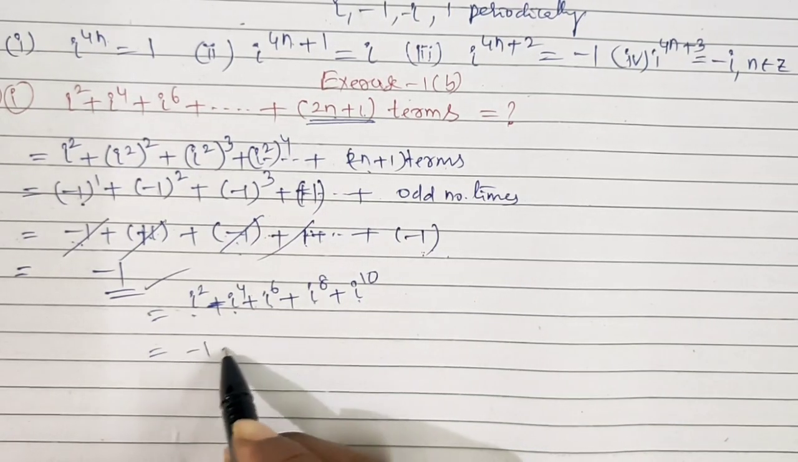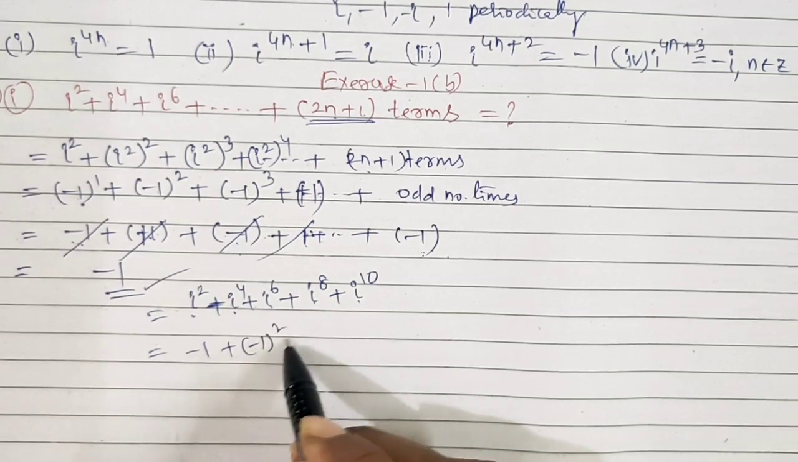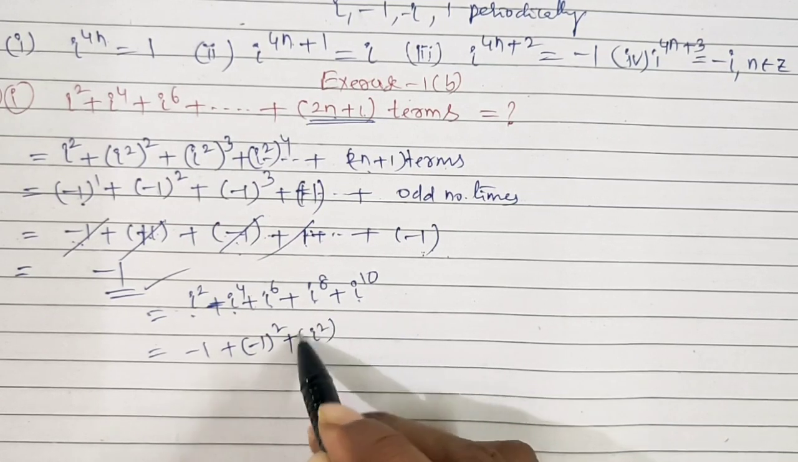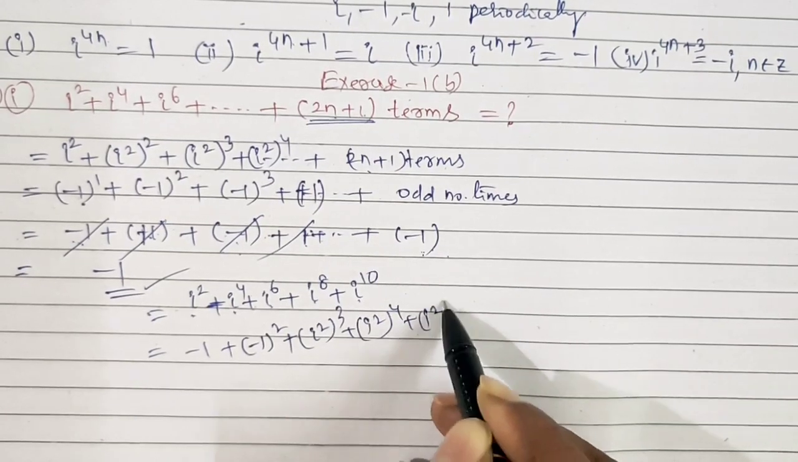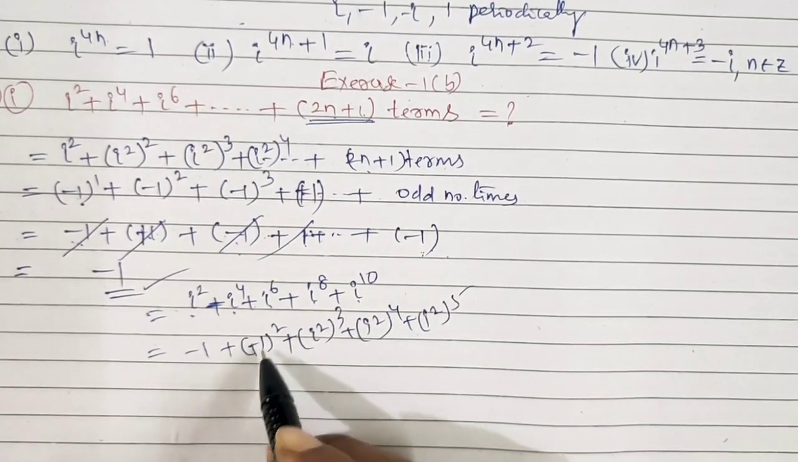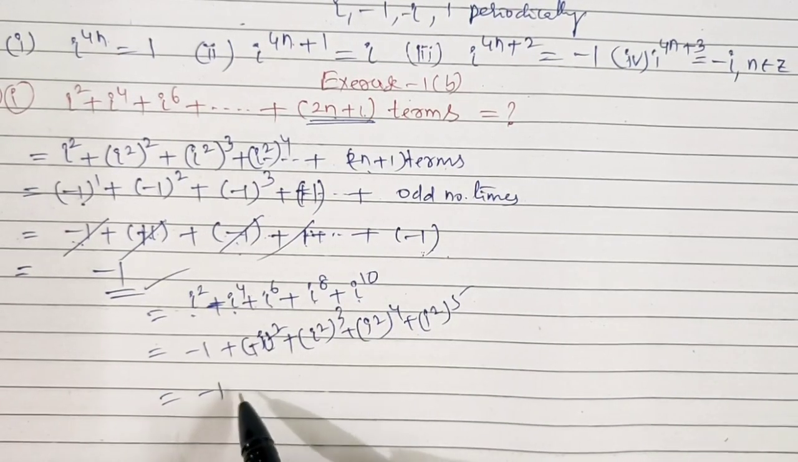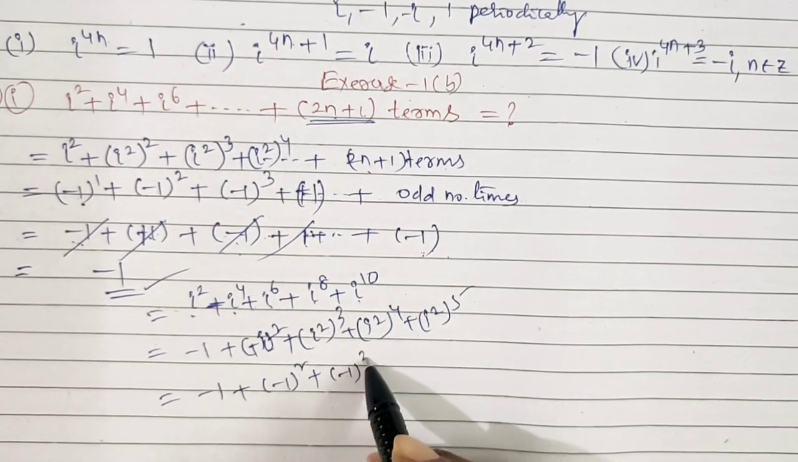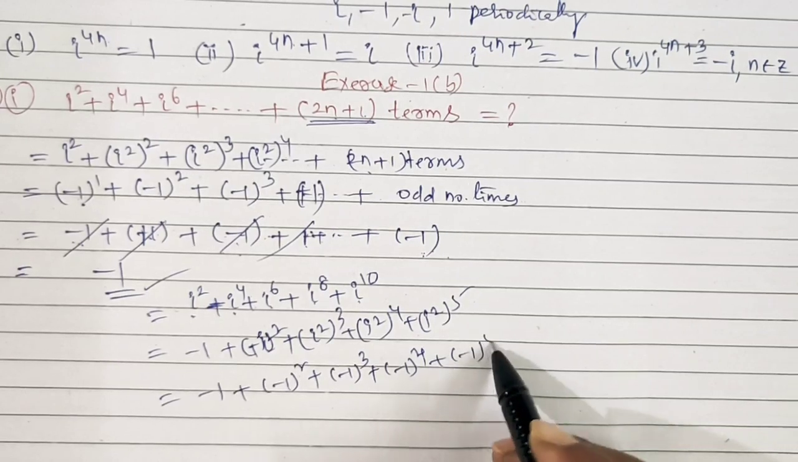This value is minus 1 plus i power 4 value minus 1, whole square; i power 6 value, that means i square whole cube. So this can be written as i square whole power 4, then i square whole power 5, and it is i square whole square. So finally this answer is minus 1 plus (minus 1) whole square plus (minus 1) whole cube plus (minus 1) whole power 4 plus (minus 1) whole power 5.